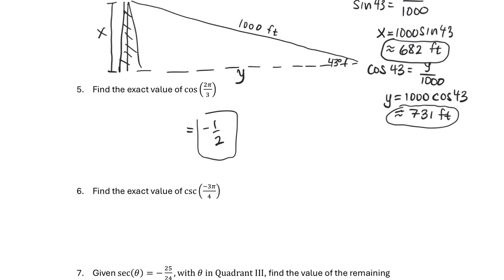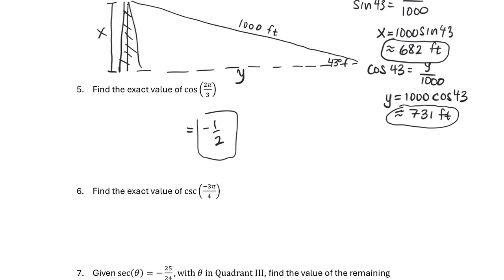For negative 3 pi over 4, when we're going to use the unit circle and you have a negative angle measure, you measure clockwise around the unit circle. So 3 pi over 4 measured in the clockwise direction lands at 5 pi over 4 or 225 degrees, which is in quadrant 3.